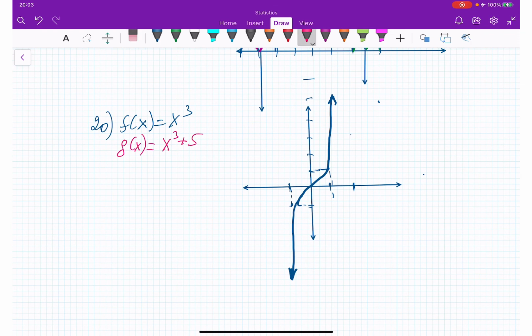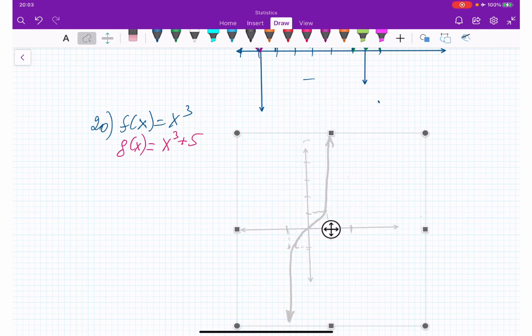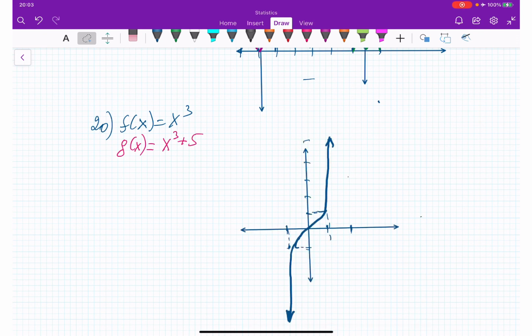Now we are moving by 5. So before I move by 5, because it's going too high, I'm going to move this graph a little bit down, right here. And now move by 5. So this is 1, 2, 3, 4, 5. So the graph is coming here. This x is moving here, right?